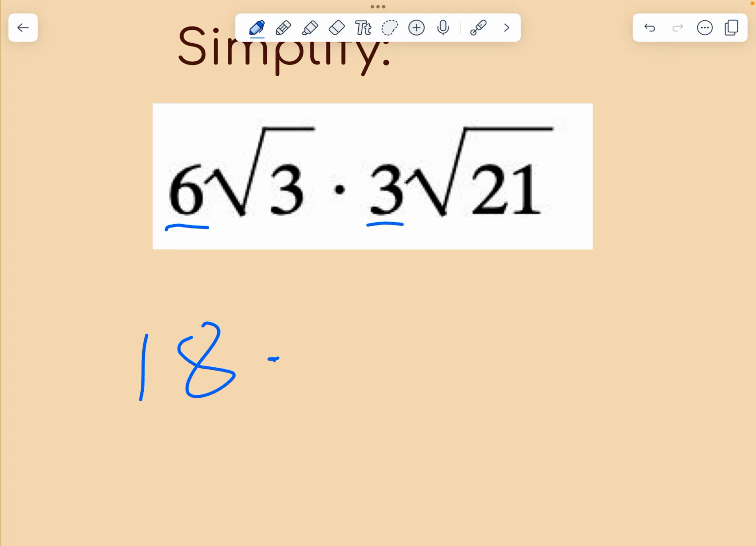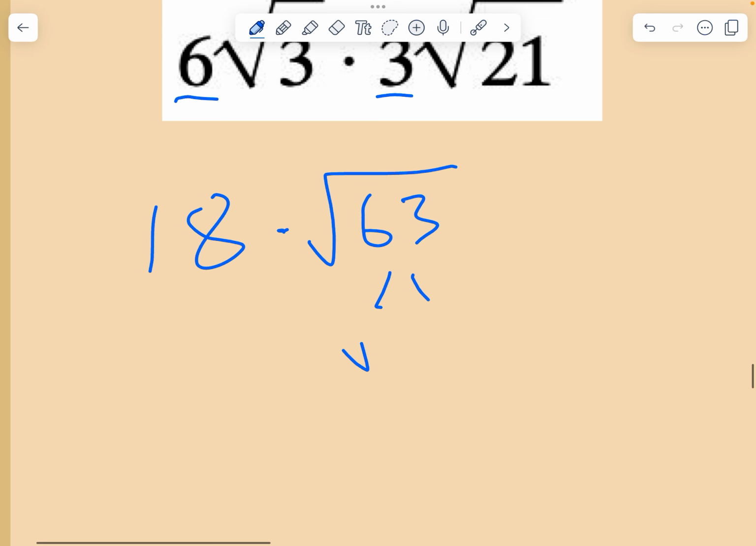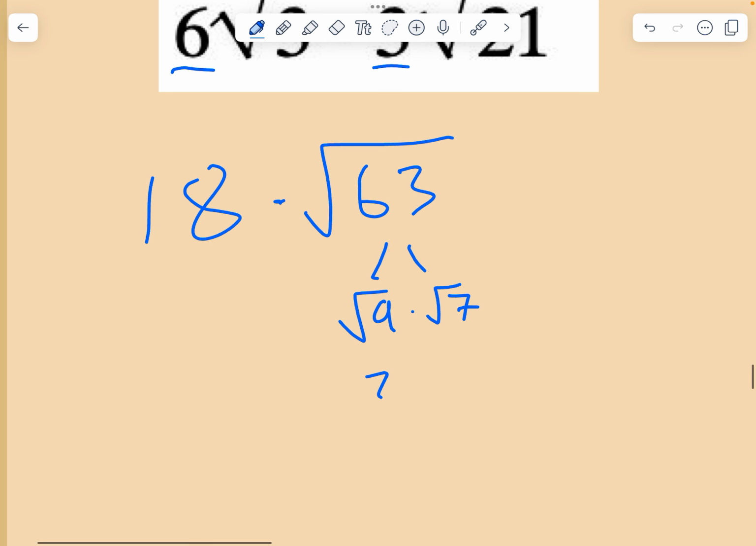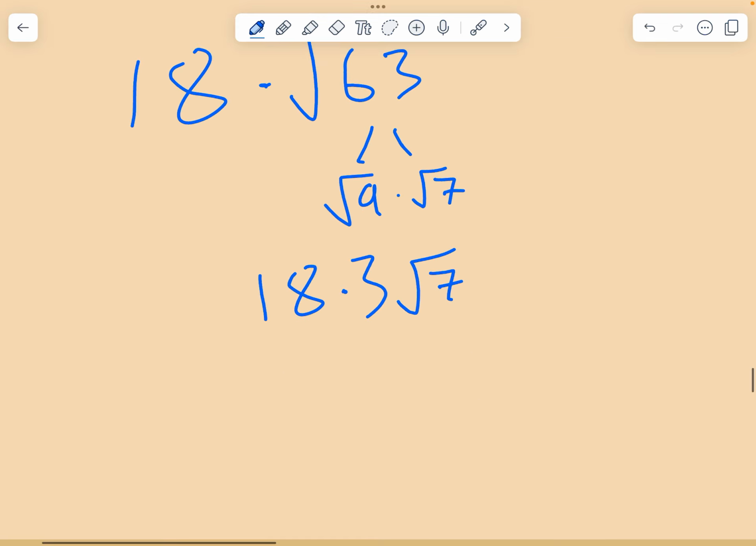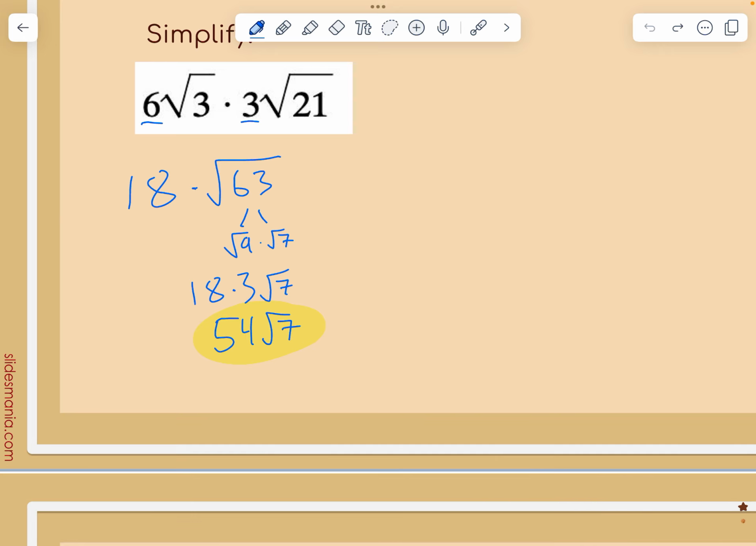Inside the radical, we have 3 times 21, that's 63. Can 63 be broken up? It can. It can be broken up into 9 times 7. So that is 3 radical 7. We have the 18 out in front. So then we want to do 18 times 3, which is 54. So our final answer would be 54 radical 7. And again, this is kind of the process that you want to go through, okay?